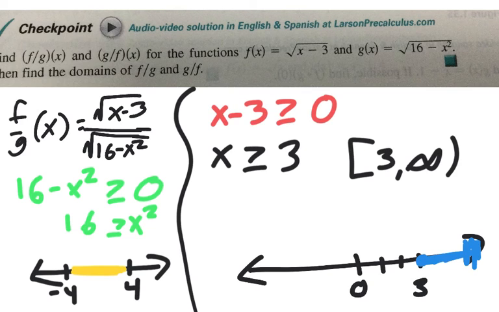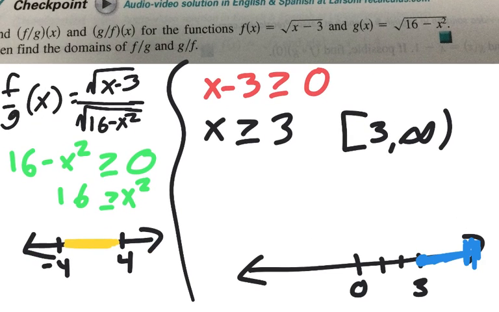You can plug in more numbers if you want to test me. If you plug in 2, 2 squared is 4. Is 4 less than or equal to 16? Yes. Everything between them works. Now try something on the outside. So like try 5. 5 squared is 25. Is 25 less than or equal to 16? No. So 5 doesn't work. Try negative 5. Negative 5 squared is 25. Is 25 less than or equal to 16? No. So according to this part, this tells me the domain must be between negative 4 and 4.